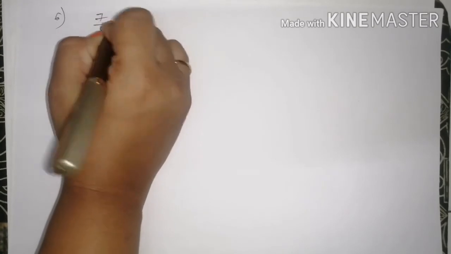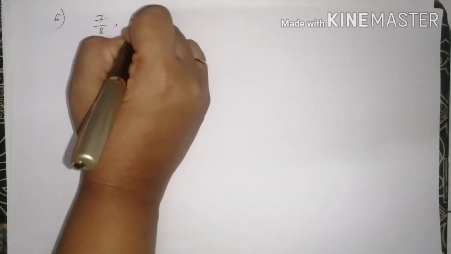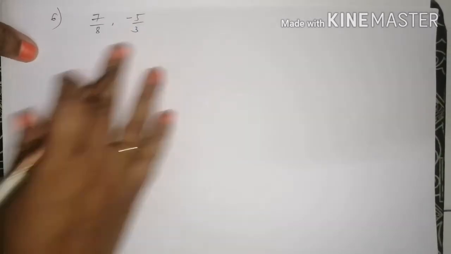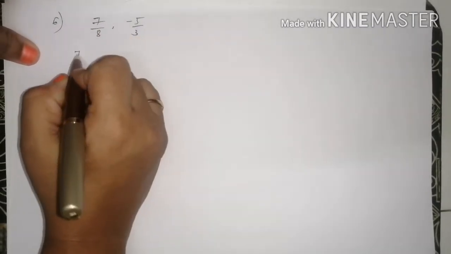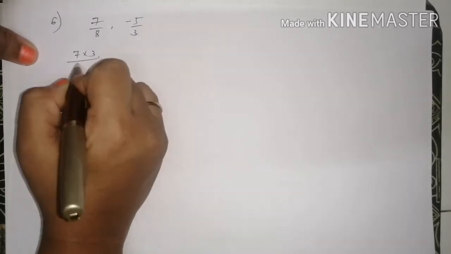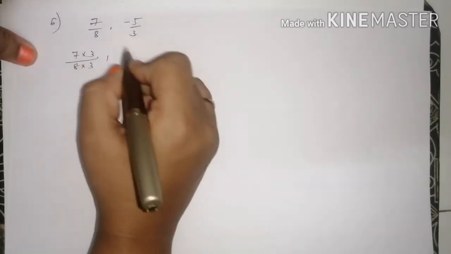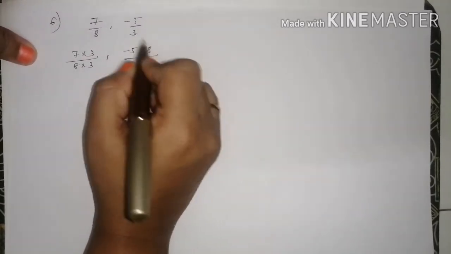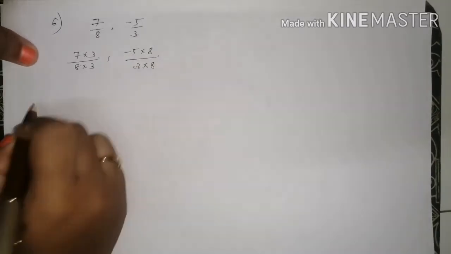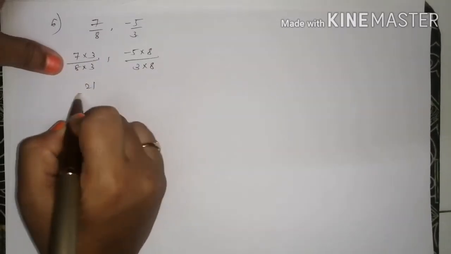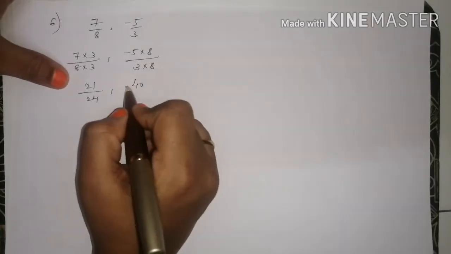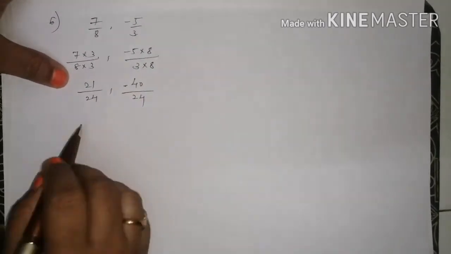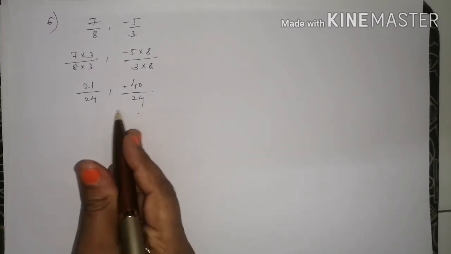7 upon 8 and -5 upon 3. Now the denominators are not same, so you have to make the denominator same by doing cross multiply. 7 into 3 upon 8 into 3. Here -5 into 8 upon 3 into 8. So multiply. 7 times 3 is 21, 8 times 3 is 24, 5 times 8 is 40, it's minus, and 3 times 8 is 24. Now see, the denominator has become same.